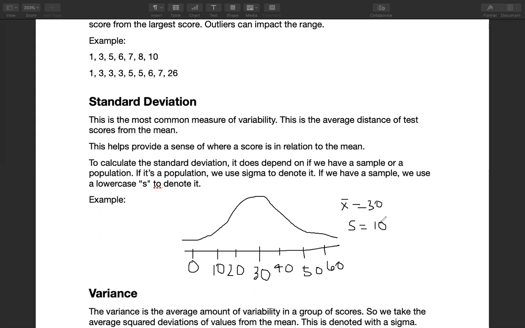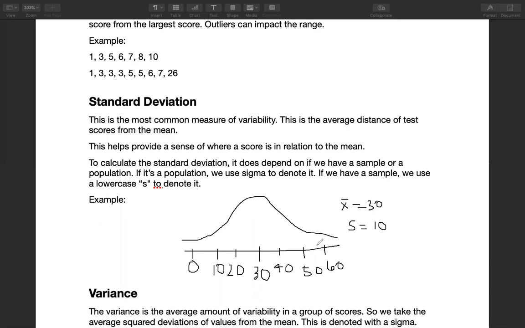This gives us a sense of where scores are. So we already have an idea of the spread of the data here, because our standard deviation is going from 3 standard deviations to the left to 3 standard deviations to the right. So we have an idea of the spread of the data, but we also can tell in relation to others. So we know most scores are going to be between 20 and 40, because that's what we know about normal distribution. 68% of the data is going to be in between 20 and 40.